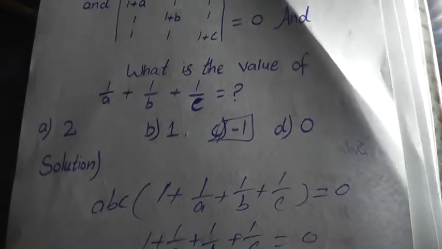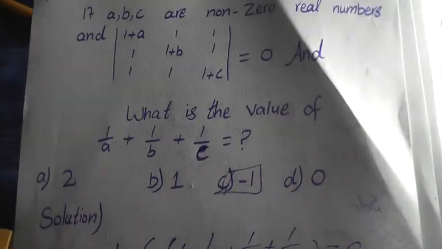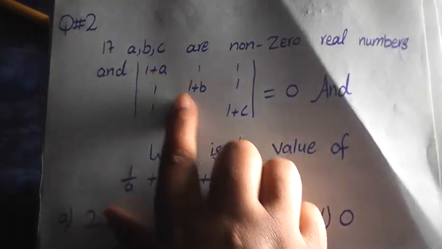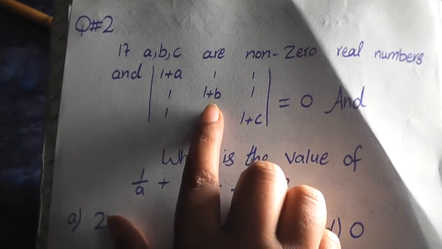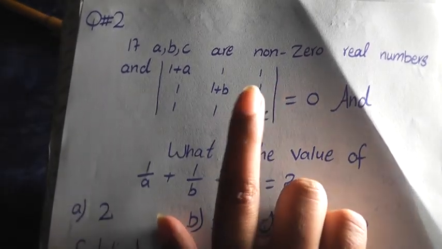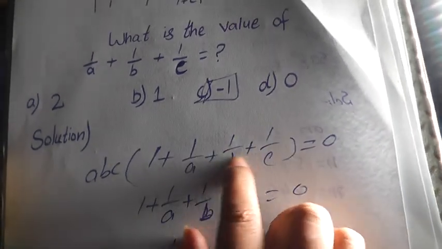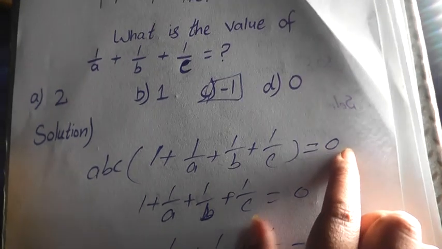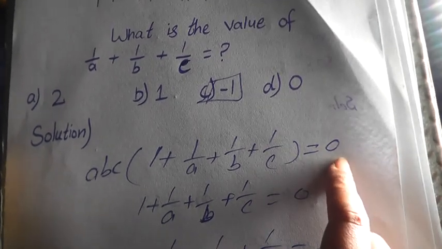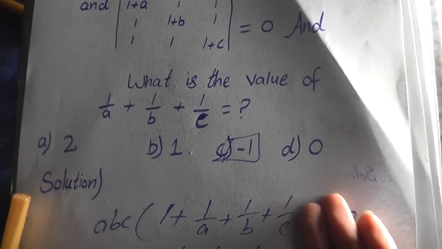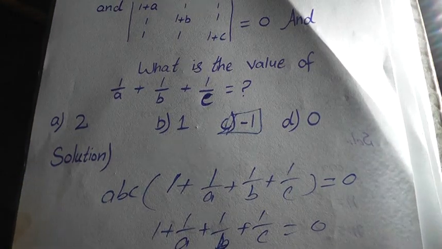You can also see how we can calculate the determinant of this form. Diagonal elements are 1 plus A, 1 plus B, 1 plus C, and non-diagonal elements are 1. Then we can find the determinant of this matrix like this: ABC into (1 plus 1 over A plus 1 over B plus 1 over C) is equal to 0. From this short trick, you can answer this kind of question in a few seconds.